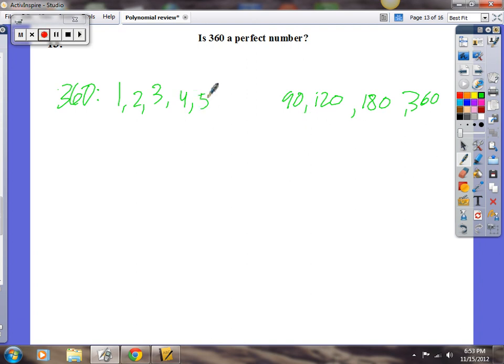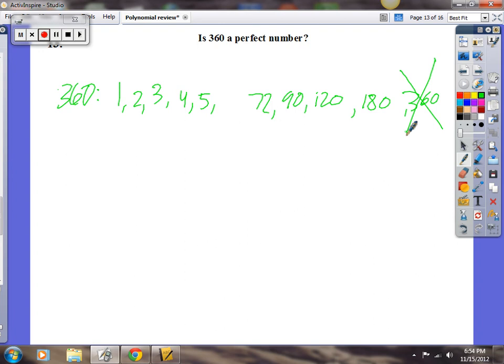But I'm going to kind of stop because here's what determines if it's a perfect number or not. You take its factors and you add them up, except you do not add the number itself. So if I do 180 plus 120, right there I'm already at 300, 390. So if I add the factors as they are right now, I know that it's way bigger than 360.